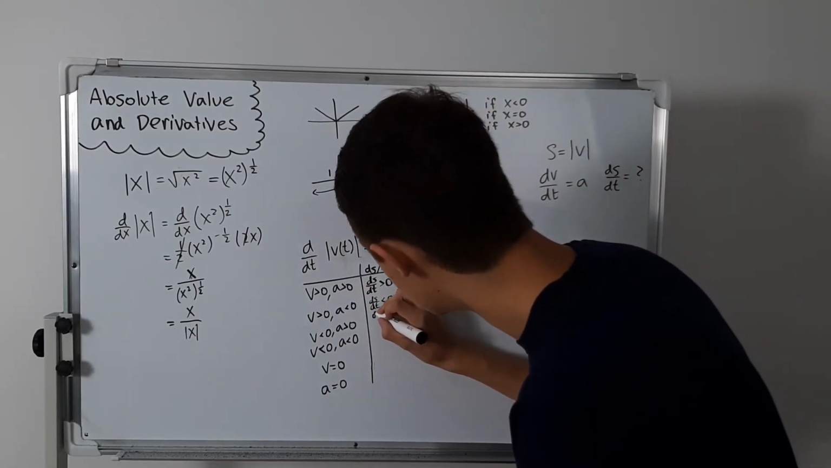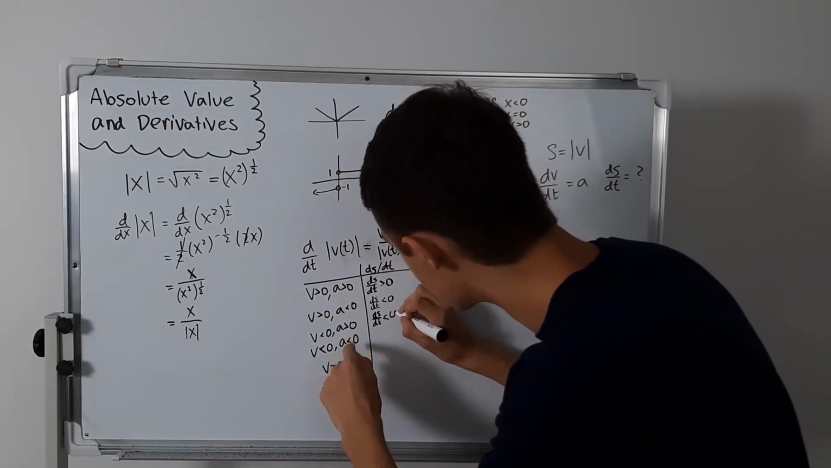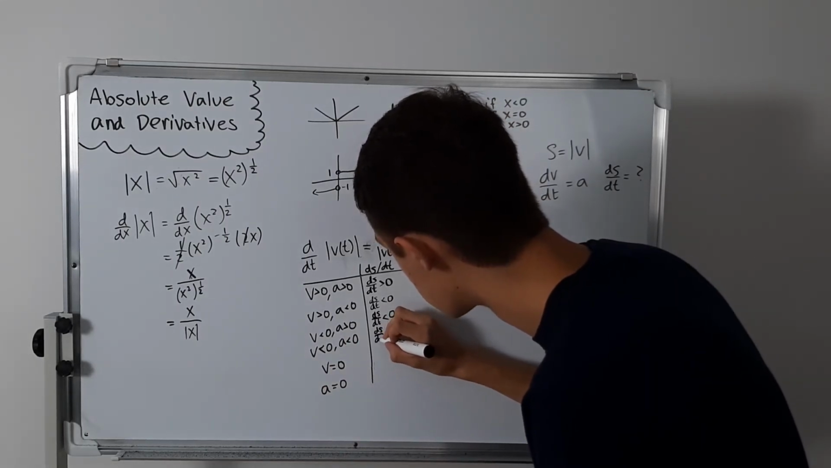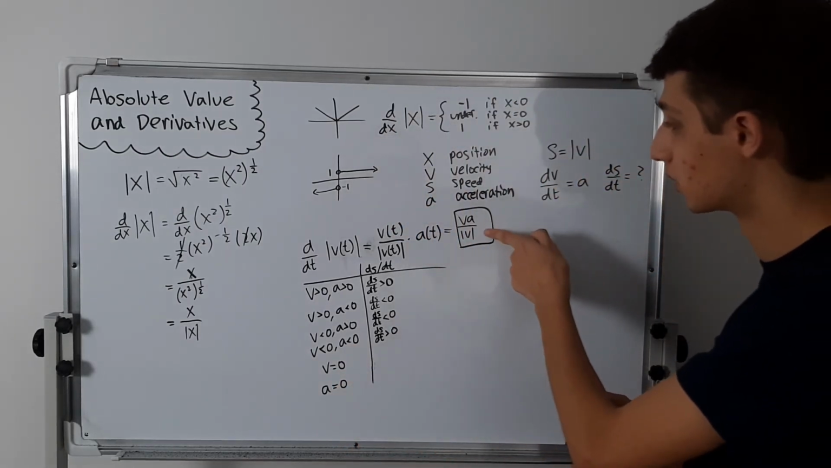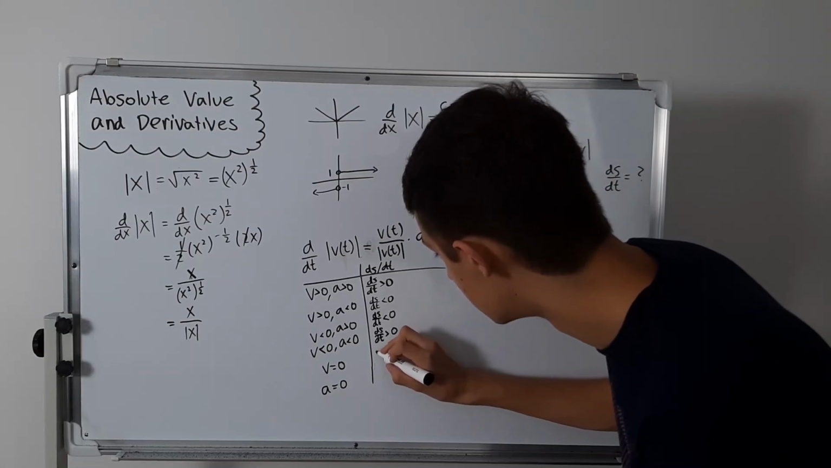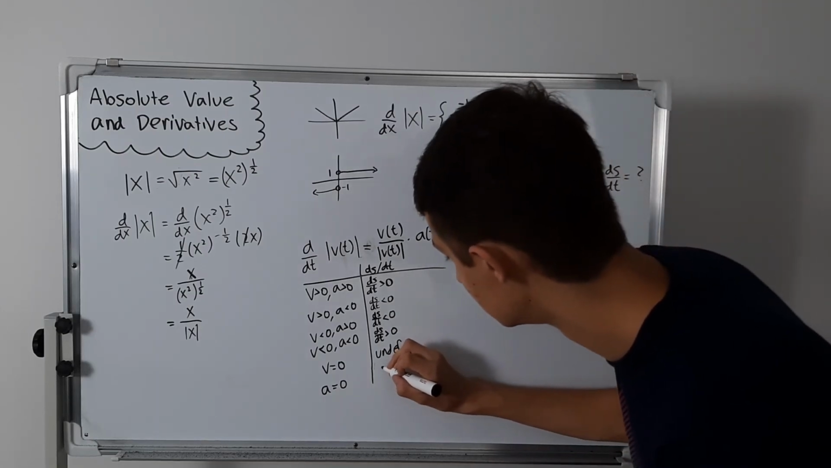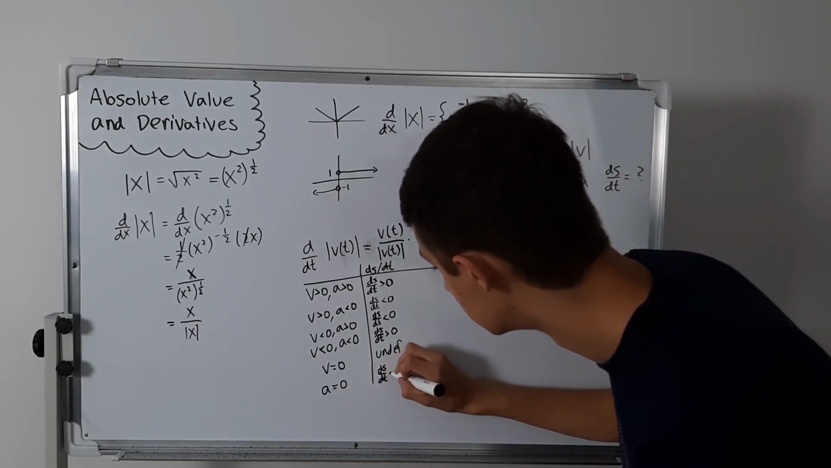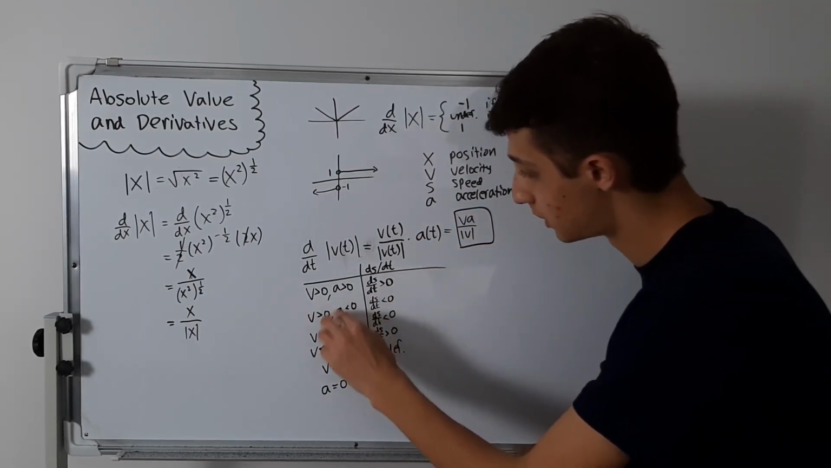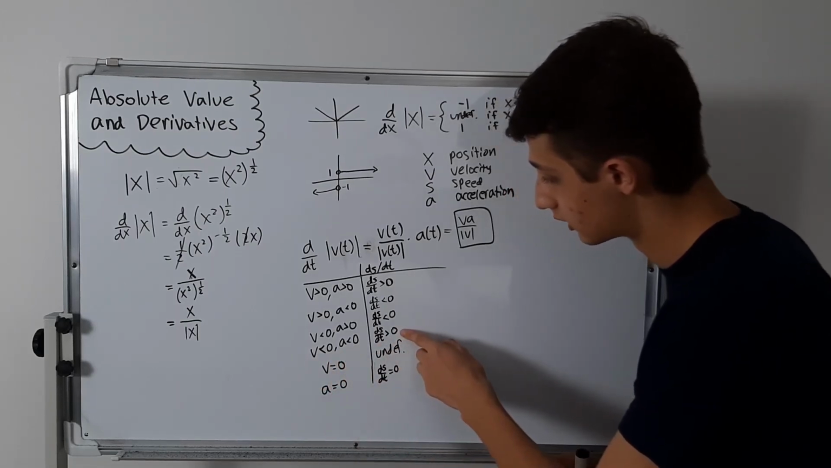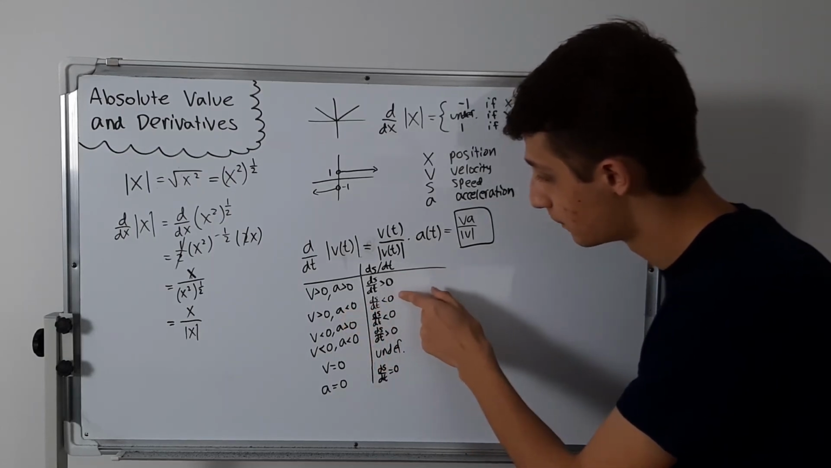So ds over dt, if it's going to be opposite of this, it's going to be less than 0. ds over dt here is going to be greater than 0. For velocity equal to 0, we're dividing by 0, so it's undefined. But for a equals 0, we just get ds over dt equals 0. And so when we have these two both positive or both negative, then your derivative of speed is going to be positive. But if these are different signs, it's going to be negative.